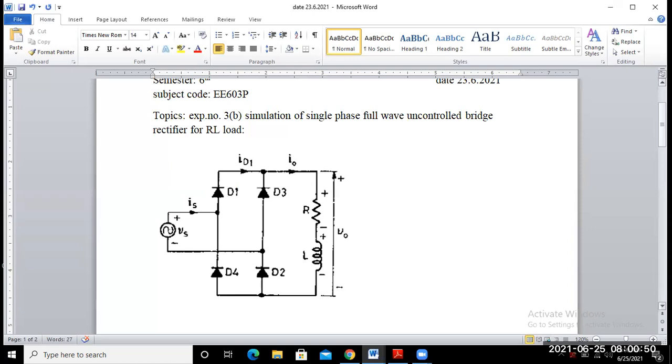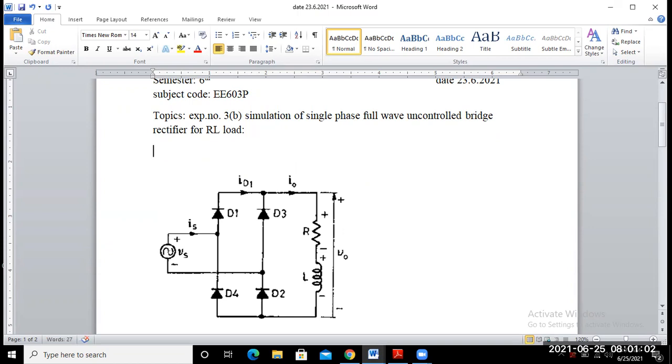For this circuit, suppose we specify the circuit in numerical values, that means we give the value of supply voltage. This is the general circuit. If you specify these parameters, that means input voltage, load resistance and inductance, then it becomes a particular problem, shown as a single phase full bridge diode rectifier.